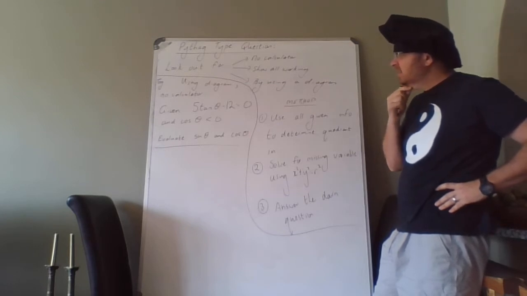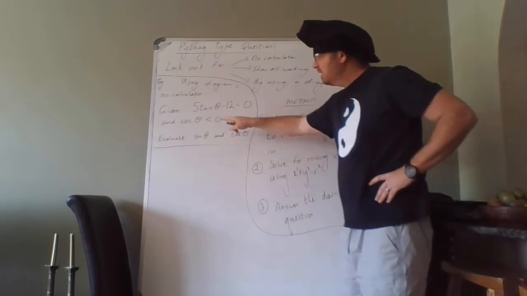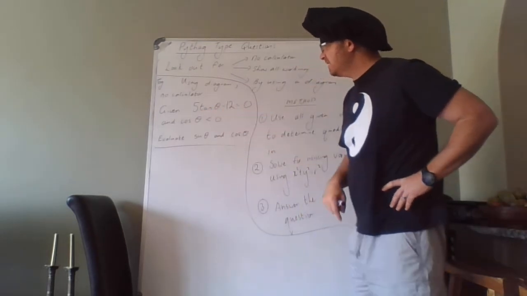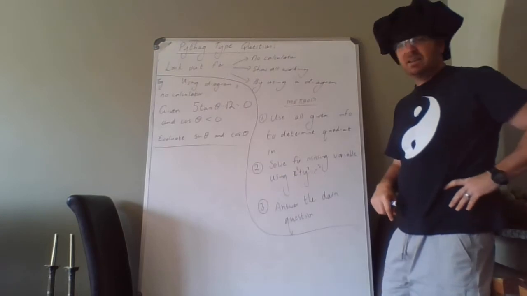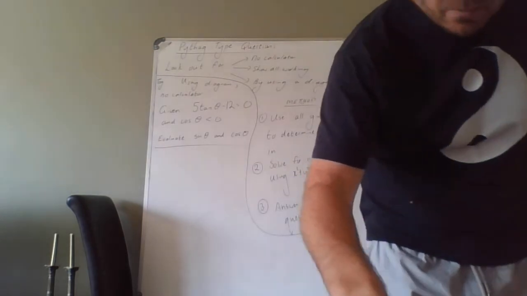The first example I want you to try on your own. It says, by using a diagram and without a calculator, given 5 tan theta minus 12 is equal to 0, and cos theta is less than 0, evaluate sine theta and cos theta. Give that a go.